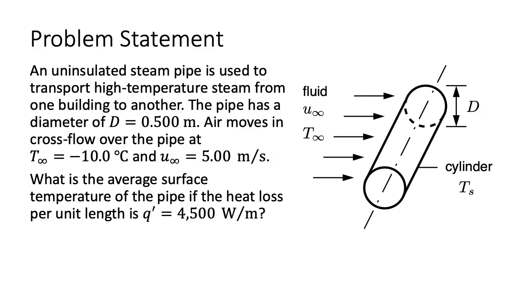Please note that these conditions suggest the steam is being cooled intentionally for some kind of industrial application. However, high-quality steam such as this would typically be used to produce power. For this problem, find the average surface temperature of the pipe if the heat loss per unit length is 4,500 watts for every 1 meter section of pipe.